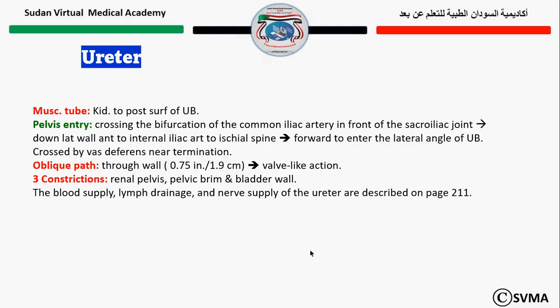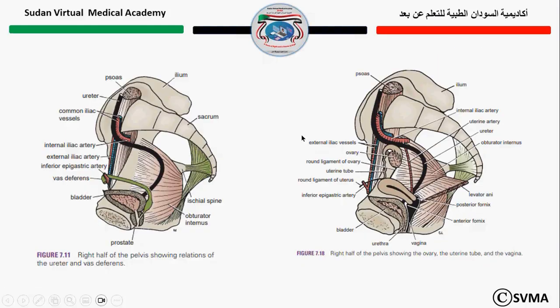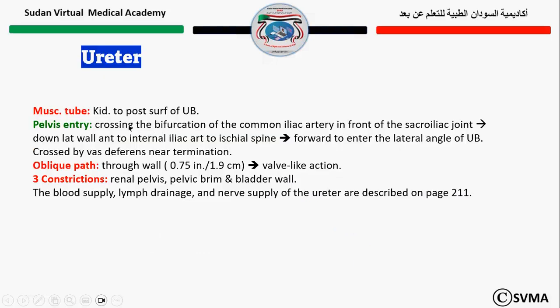So when it crosses the bifurcation, the pelvic brim here, this green structure is the ureter. When it crosses the pelvic brim here, it is the same structure, but it changes its name from the abdominal part of the ureter to the pelvic part of the ureter. So the ureter enters the pelvis by crossing the bifurcation of the common iliac artery. If you remember, the common iliac artery divides into internal and external iliac arteries.